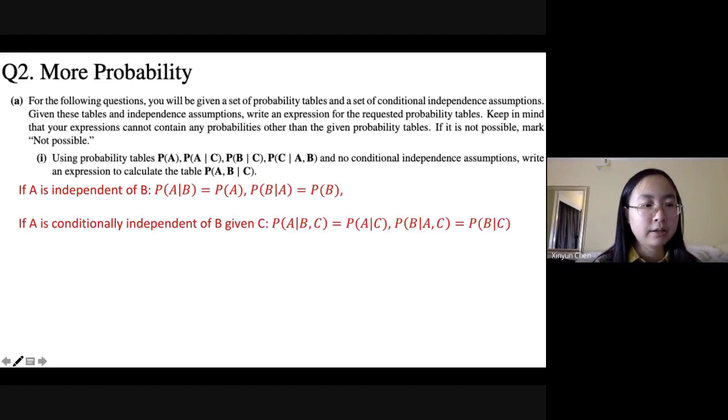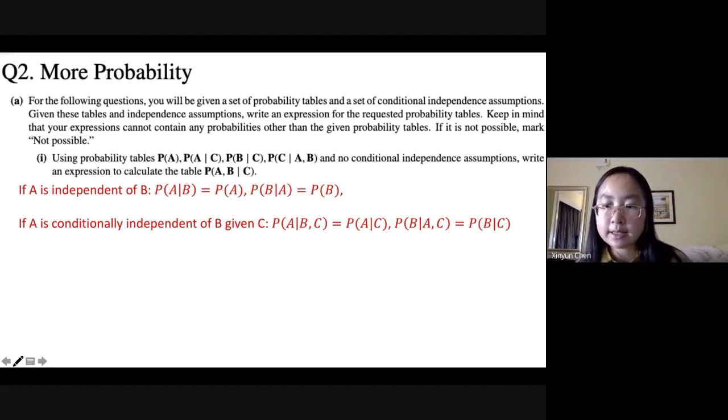If we say that A is conditionally independent of B given C, it means that probability of A given B, C is the same as probability of A given C, and the probability of B given A, C is the same as probability of B given C. So it means that with the given variable, if two variables are conditionally independent, then we only need the knowledge of the third variable C, and with this knowledge, adding the knowledge of another conditionally independent variable does not affect the probability.